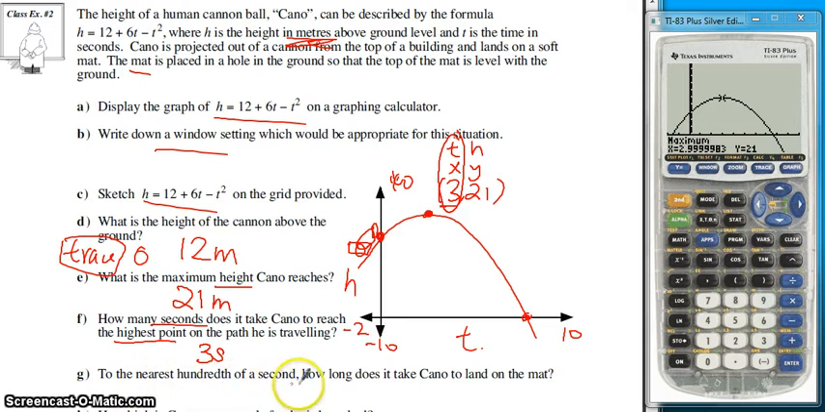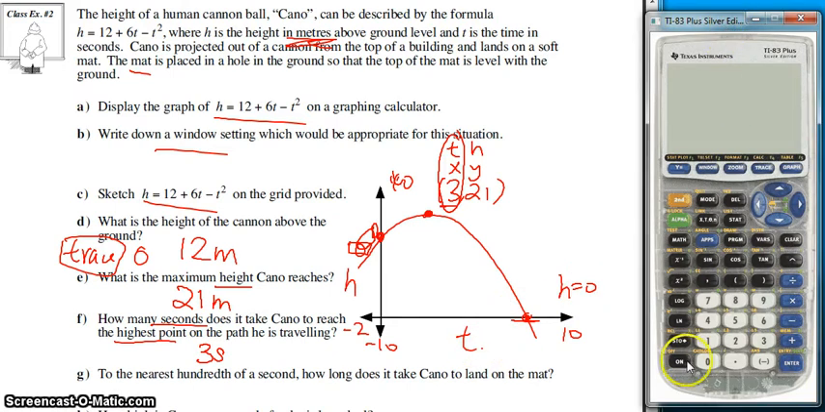To the nearest hundredth of a second, how long does it take for the cannonball to land on the mat? Where's the mat? The mat is here, which means when it hits the ground. The ground is when the height is 0. Well, when the height is 0, it's the t-intercept, we're looking for the x-intercept of the graph. So go back to our calculator. And now I'm looking for this point. So second function, calculate, zero.